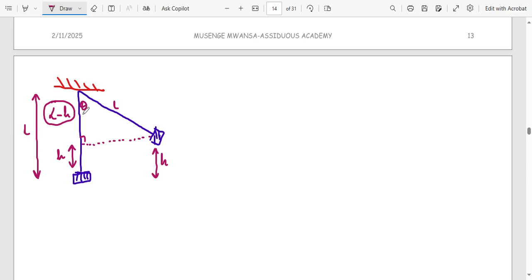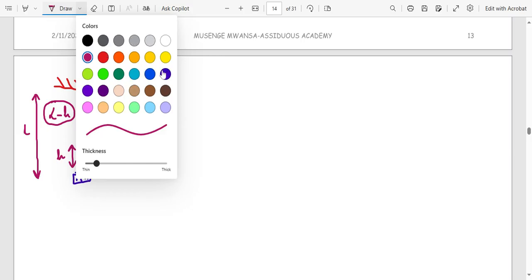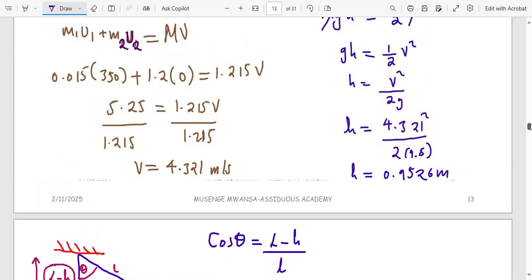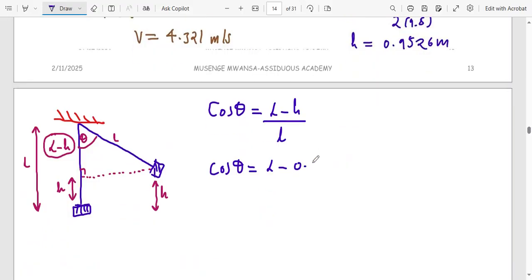Hope that's okay. And we know from our physics, now we have two sides here. We have this side that is adjacent to the angle, and then we have the hypotenuse, which is the length. So we have adjacent and the hypotenuse. What trig ratio can we use? We use cos. So cos theta is given by adjacent over hypotenuse. The adjacent side of this triangle is L minus H, over the hypotenuse, which is L. Therefore, cos theta is equal to L minus the height, which is 0.9526, and then over the length L.